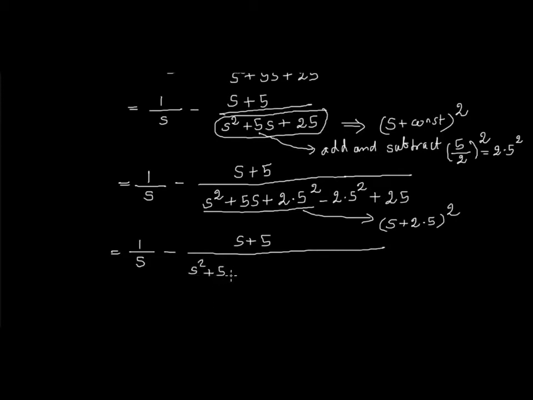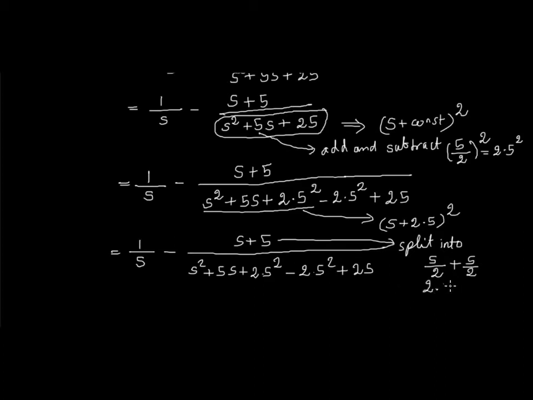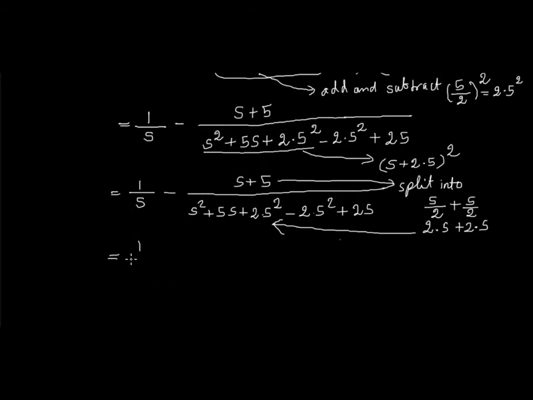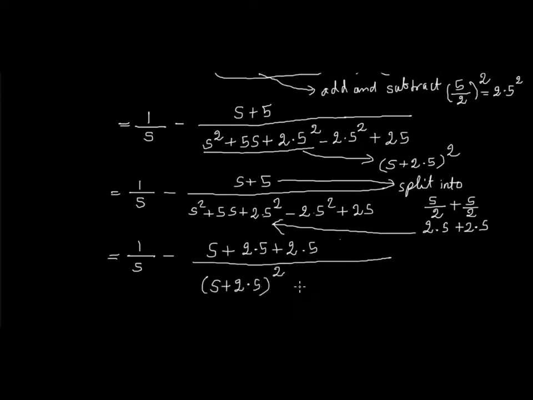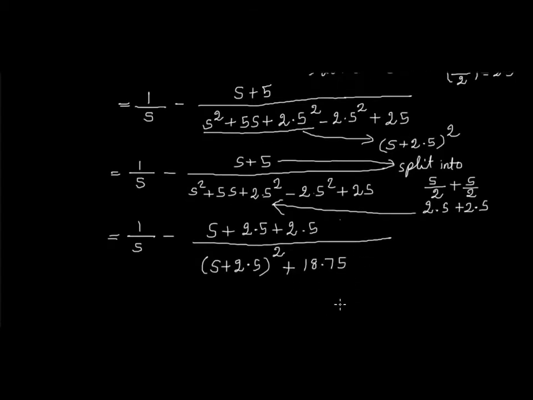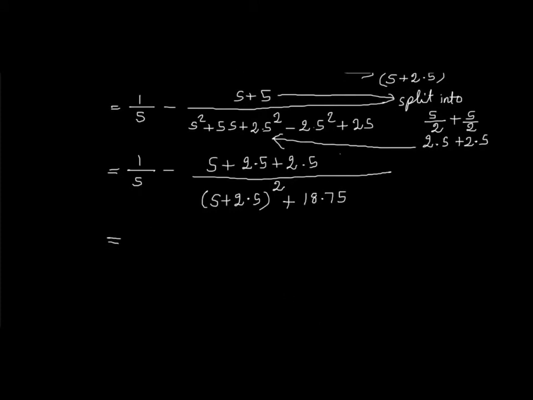So we can write this as s plus 5 divided by this term. Now the numerator we have to split into two parts. So this 5 we split as 5 by 2 plus 5 by 2, that is 2.5 plus 2.5. So we can write this in this form. So now in the numerator we have 2.5 term, and in the denominator also we have s plus 2.5 the whole square. This will be useful to take the inverse Laplace transform.